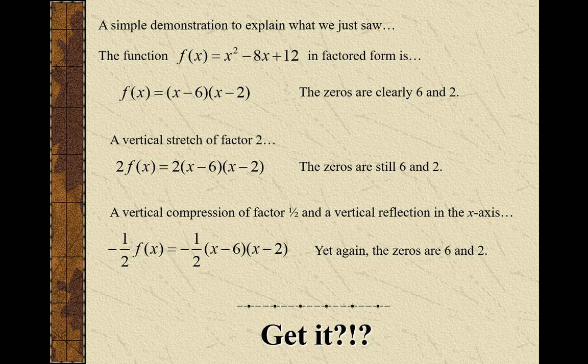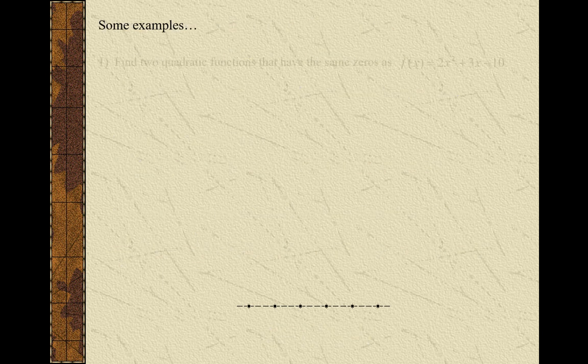It's supposed to be a bit of a relief lesson after another word problem lesson. We try to do a word problem lesson and then do something that's a little easier to handle. Some examples. Find 2 quadratics that have the same zeros as this. If you understand what's going on, life is pretty easy here. Multiply this whole thing by any number you want. You can be as creative or as simple as you want.